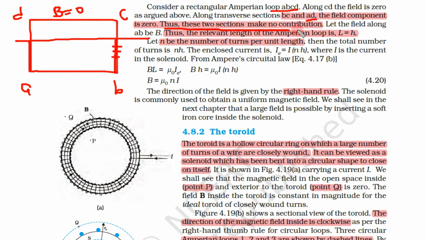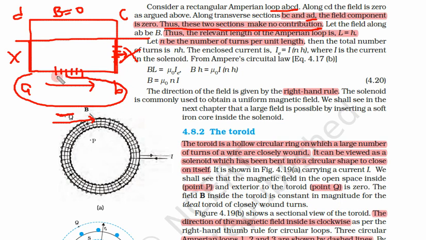Thus these two sections make no contribution. No contribution because of this, no contribution because of this, because the field direction is this, they have this direction, and the field is in this direction. Now let us finally take these small sections of this. Small sections are in this direction, the field is also in this direction, both are in the same direction. That means this AB section will contribute to the magnetic field.